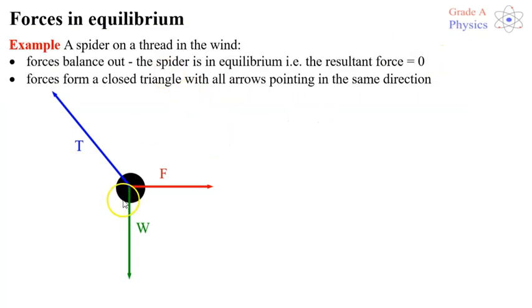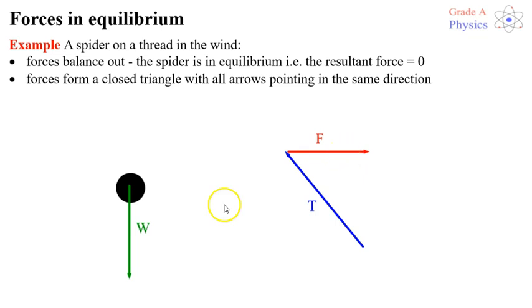So in this scenario here, we've got a weight acting downwards, we've got a force acting to the right, and we have a string or rope, a spider on a thread, there we go. It's the tension in the thread. Now, this is a really typical question in the exam. The examiners love presenting you with something which is an equilibrium, and you have 3 forces and you have to draw a triangle. So if they're in equilibrium, I can create a triangle by adding all 3 forces together.